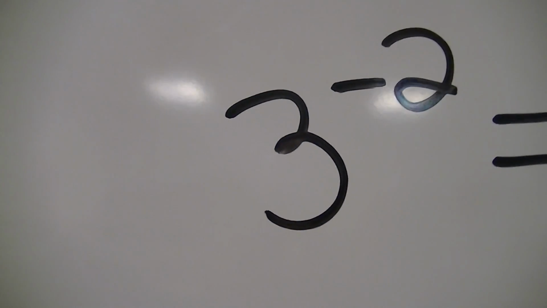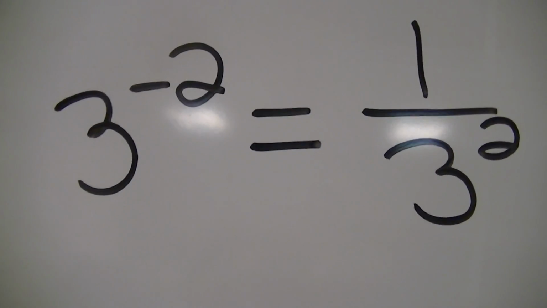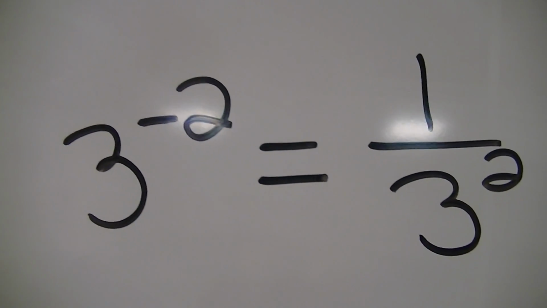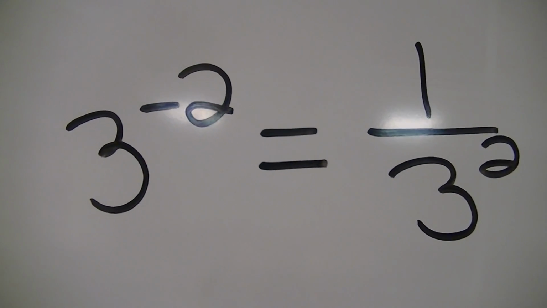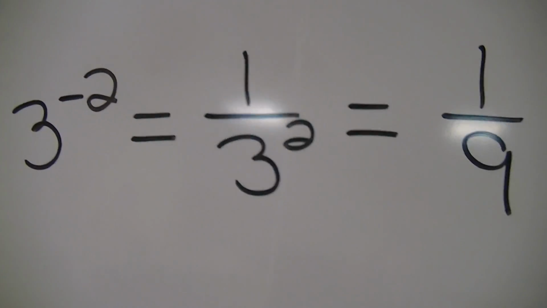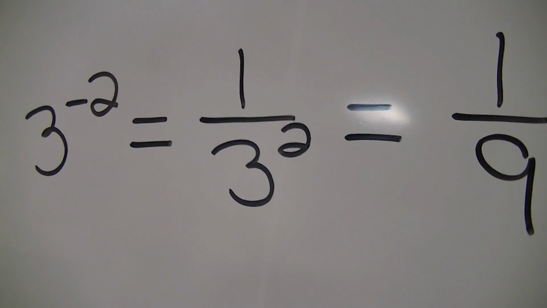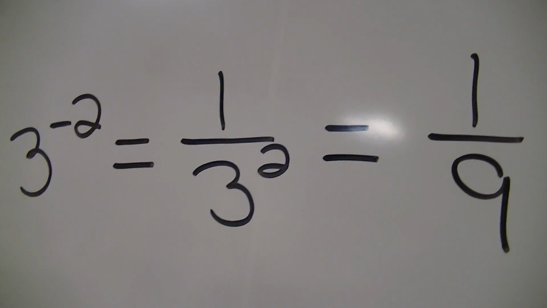Now, if I have 3 raised to the negative 2, that's the same as 1 over 3 squared. Notice that the negative exponent goes away when it drops down, but we're still going to square it. So that's the same as saying 1 over 9, because 3 times 3 is 9.